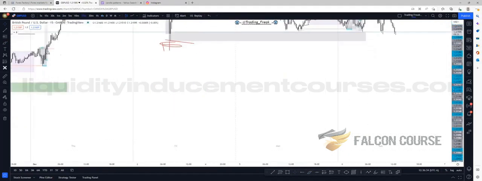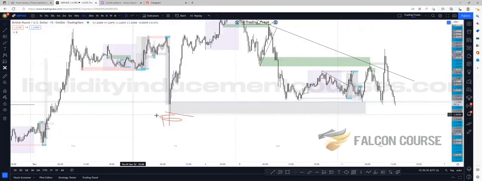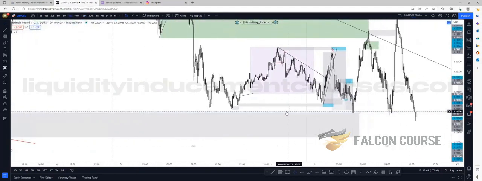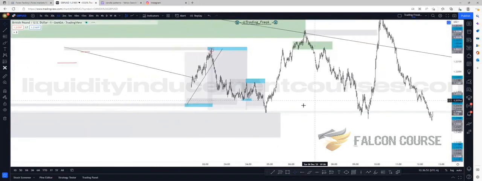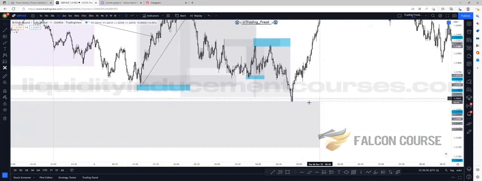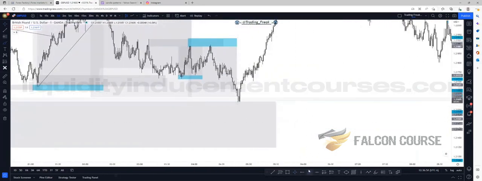We had this 5-minute area being tapped, also taking out previous day's liquidity, like we talked about already. So we took out the previous day liquidity. That was just enough for the market to push up. Looking at this area, I definitely wouldn't have taken this trade, because it just doesn't fit my rules.